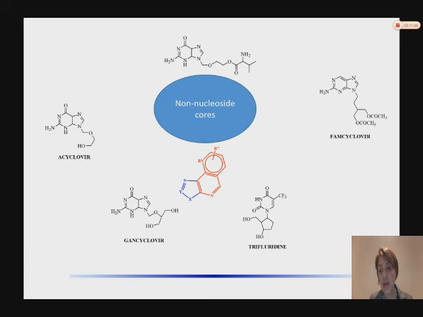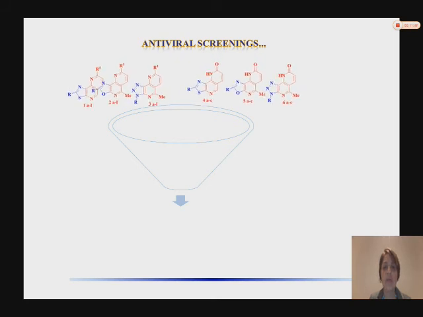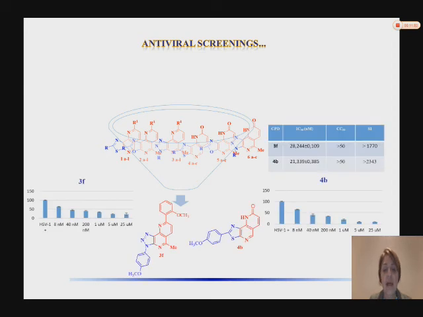And in this context, we decided to test our tricyclic compounds on the HSV1 virus lytic cycle. And from some preliminary screenings, it was possible to detect that compounds 3F and 4B displayed a remarkable inhibition in the viral cycle, with IC50 values in the nanomolar range and a high selectivity index.